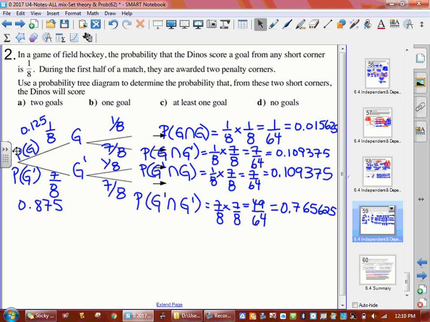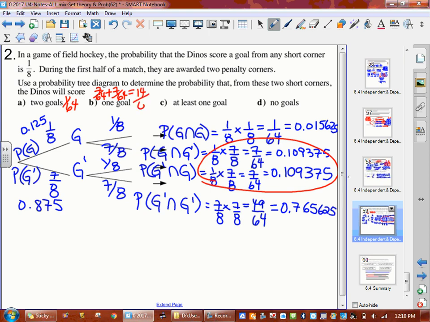So now we're going to go and answer our questions. A, probability of 2 goals, 1 in 64. Probability of 1 goal, well, they didn't say if they scored first or second, so you take your 7 in 64 and add it to 7 in 64. You have to take both of those and add them together. So you're going to get 14 in 64, which is 0.21875.